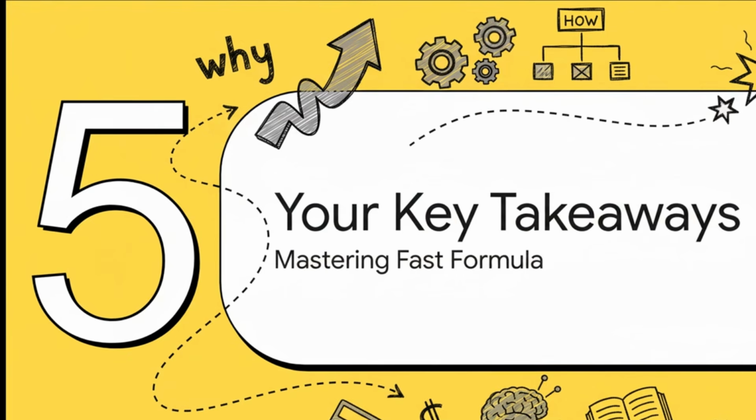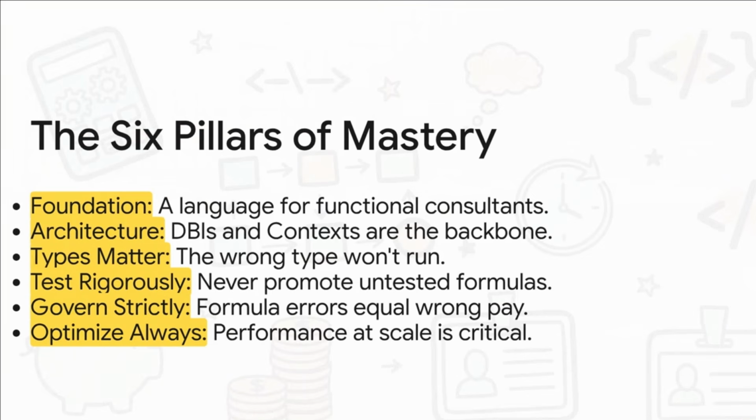Wow. Okay, we've covered a lot of ground here, from the very basics of what this tool is to how to use it like a pro. So let's bring it all home and recap the key takeaways you should really lock in from this explainer. Here they are, the 6 pillars of mastery. First, get the foundation right. It's a tool for you. Then, master the architecture. DBIs and contexts are your best friends. Always remember that the formula type matters. From there, it's all about professionalism. Test rigorously, govern strictly, and always optimize for performance. That's your roadmap to success right there.